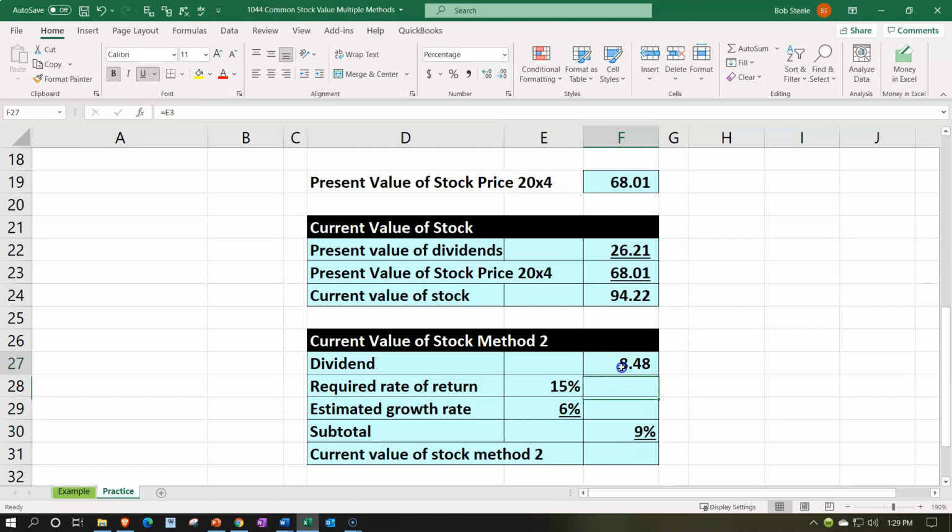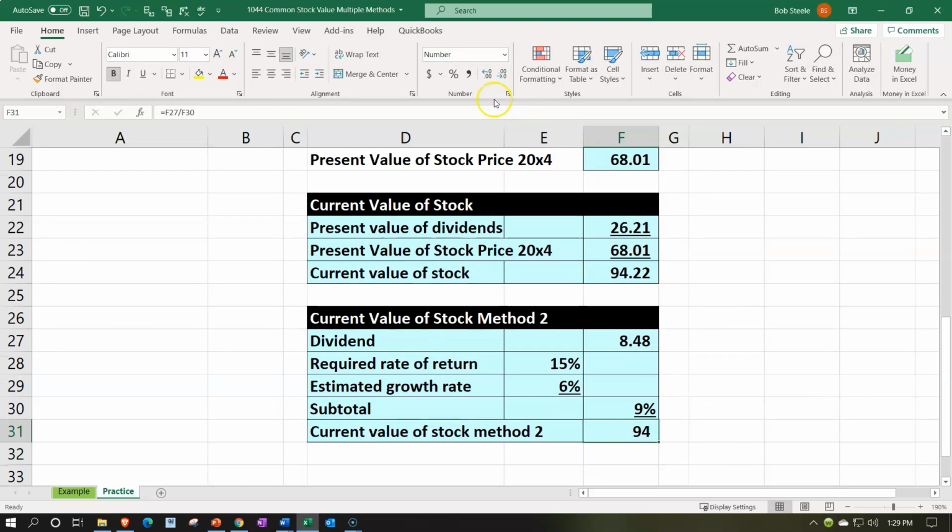We're going to compare that to the dividend to figure out the value, which is the 8.48 divided by the 9%, which gives us, if I add a couple pennies, about the same answer. So you can see this method is a simpler, shorter method to get there. The earlier method makes more sense intuitively if you're trying to project out into the future where you will be, and then present value them.